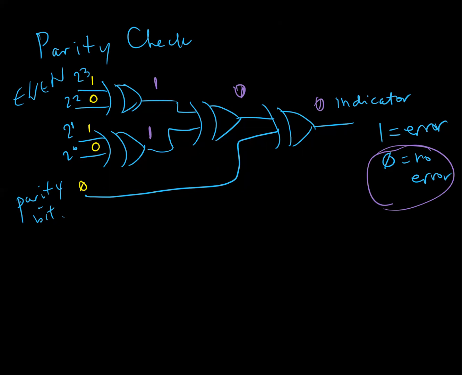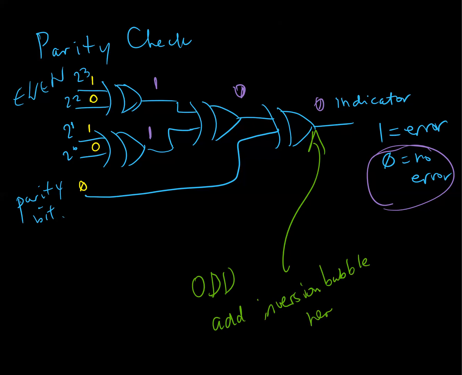If one of these bits were to come through wrong, you would get a 1, which would indicate an error. Unfortunately, if more than one bit comes through wrong, it won't be able to detect that. So it's a pretty primitive level of data checking, but it can check if a bit comes through wrong. Now, to convert this circuit again to an odd checker, it's quite easy actually. If I want to convert it to odd, I'm going to add an inversion bubble here so that the output gets inverted, and that would change it to an odd parity checker.